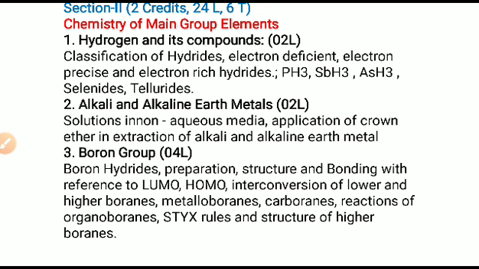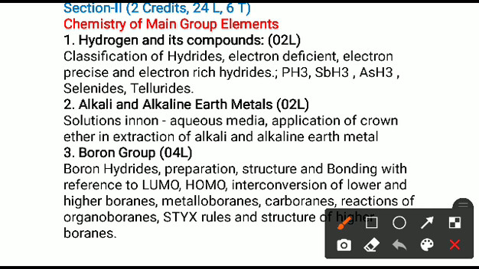I am going to teach you the second section of this course, CHI 130. This is also a 2 credit course. The name of that course is chemistry of main group elements. The first topic we are going to learn is hydrogen and its compounds. Here we are going to learn the classification of hydrides: electron deficient, electron precise, and electron rich hydrides.